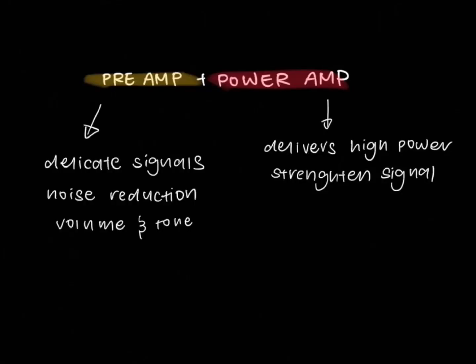In most audio systems, a power amp, as shown in stage 2, requires a preamp, as shown in stage 1, to function optimally. By dividing its amplification process, the preamp handles delicate signals, noise reduction, as well as volume and tone, while the power amp delivers high power and strengthens the signal.